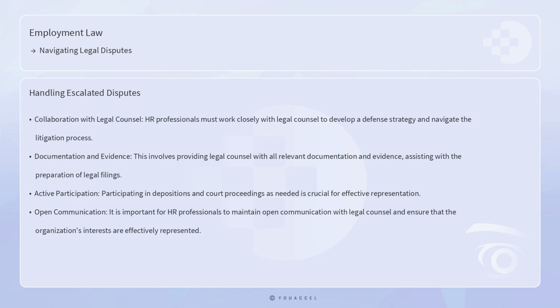In some cases, internal resolution may not be possible, and the dispute may escalate to external legal action. When this occurs, HR professionals must work closely with legal counsel to develop a defense strategy and navigate the litigation process. This involves providing legal counsel with all relevant documentation and evidence, assisting with the preparation of legal filings, and participating in depositions and court proceedings as needed. Throughout this process, it is important for HR professionals to maintain open communication with legal counsel and ensure that the organization's interests are effectively represented.